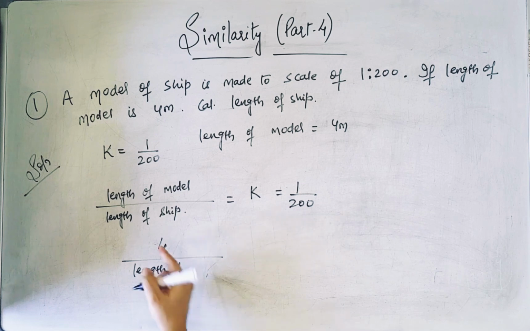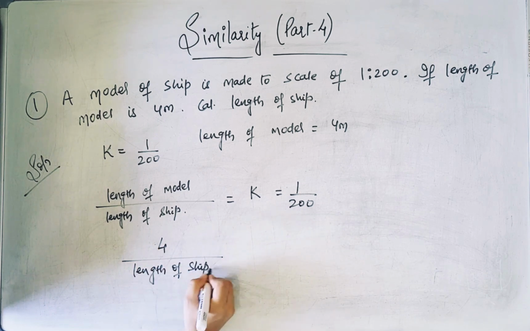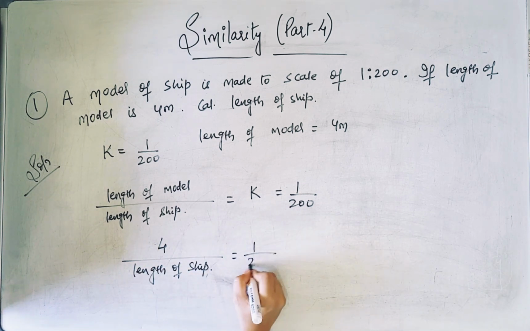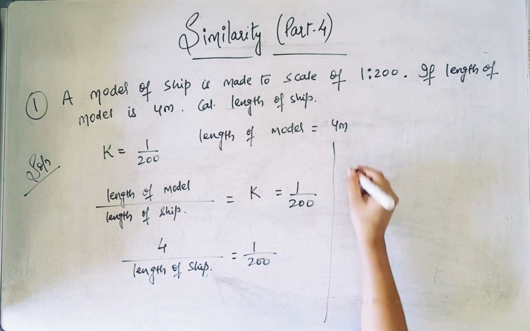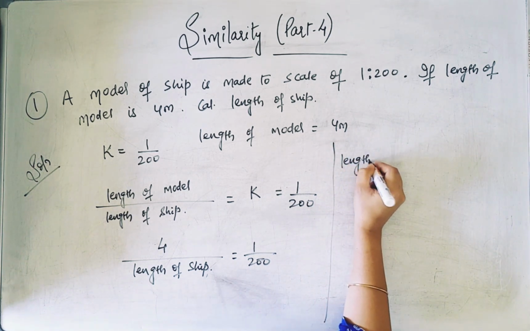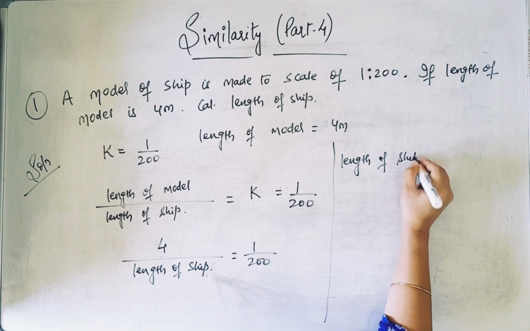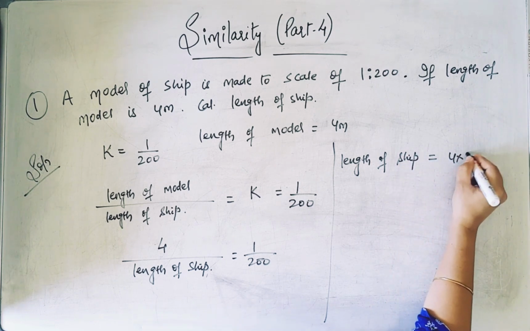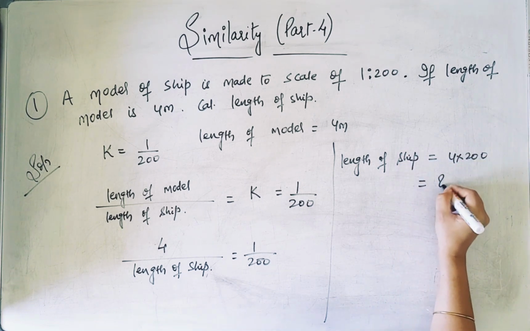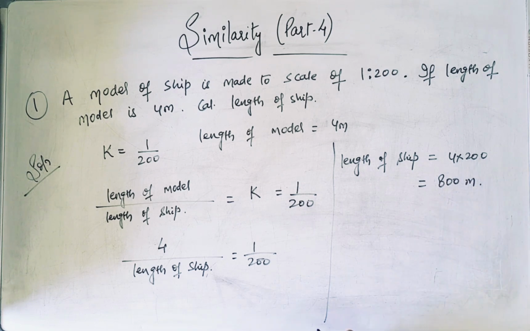Now 4 is given, we'll calculate the length of ship. So this is 1/200. Thus the length of ship equals 4 into 200, that is 800 meter. So this is how we have to apply the concept which we have studied.